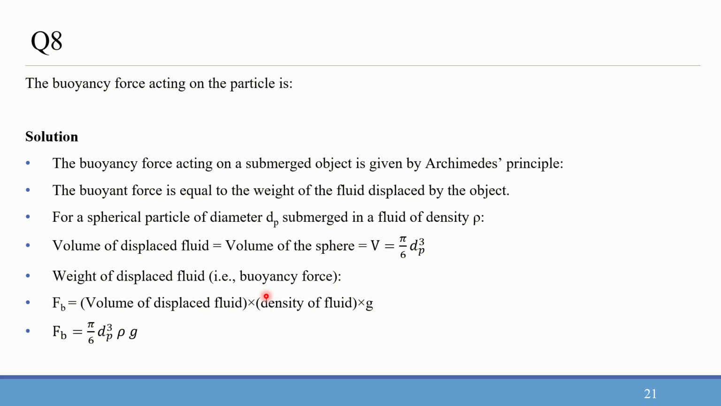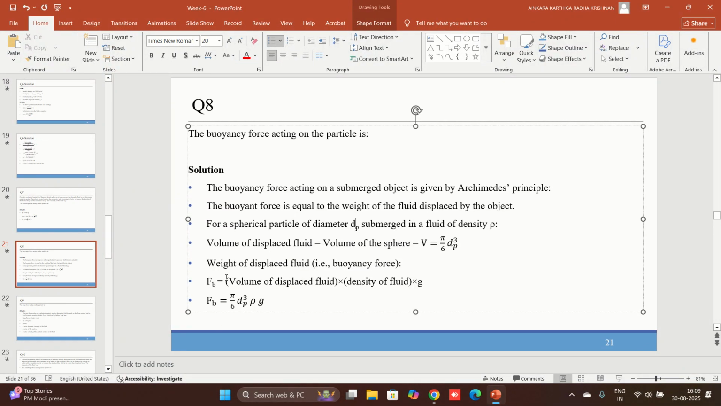So are you understanding my point? So the volume of displaced fluid is pi by 6 dp cube, into density of fluid rho. This gives us the weight of displaced fluid, and into g, the acceleration due to gravity. If not, what we can do is we can write it here.